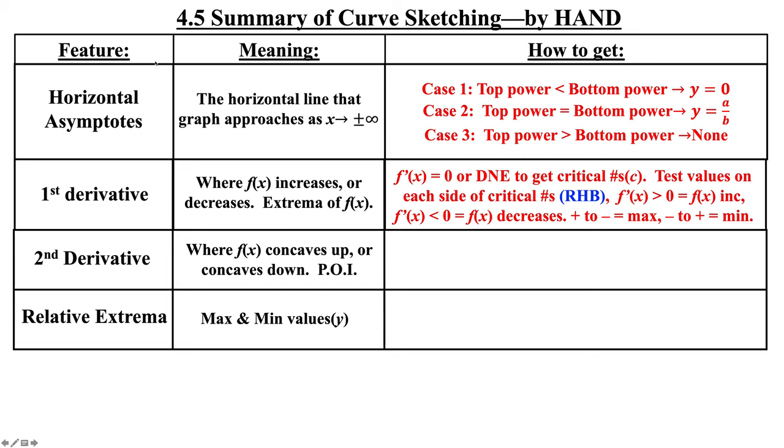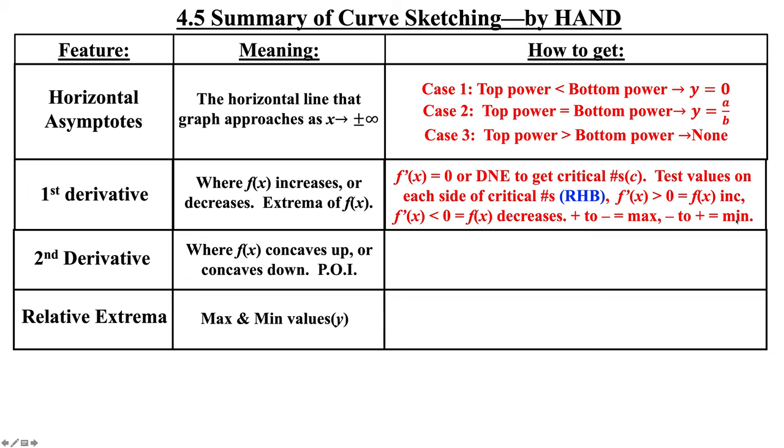Remember that if your first derivative function is greater than 0, your f of x is increasing. If your f prime of x is less than 0, your original function decreases. We can also identify max and mins. Remember, if you go from positive to negative, that means you are increasing to decreasing, that would be a relative max, and decreasing to increasing, that's going to be a relative min.